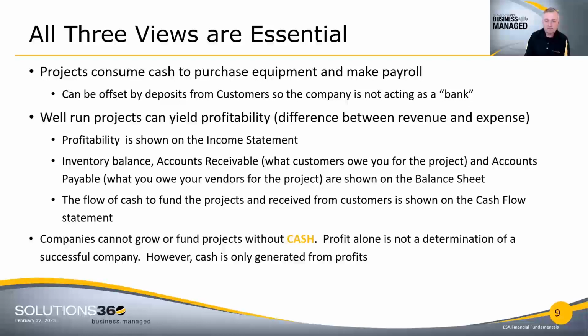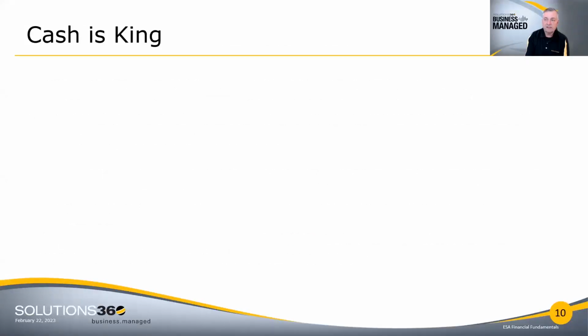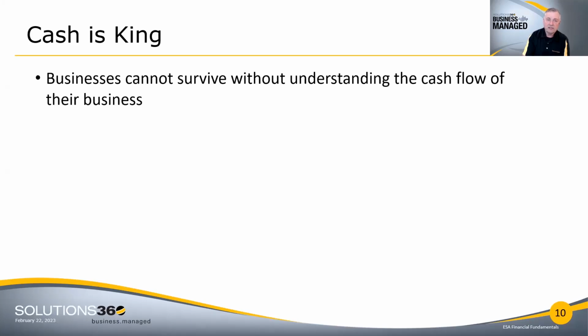The bottom line is that companies cannot grow or fund projects without cash. Profit alone does not determine a successful company, but cash is only generated from profits. So we have to run profitable companies in order to generate cash, in order to be a sustainable, ongoing business concern. So cash is king. This is something that if you've been in business any time at all, you've heard quoted as the all-in statement, and yet very few companies really understand what it means to say cash is king.